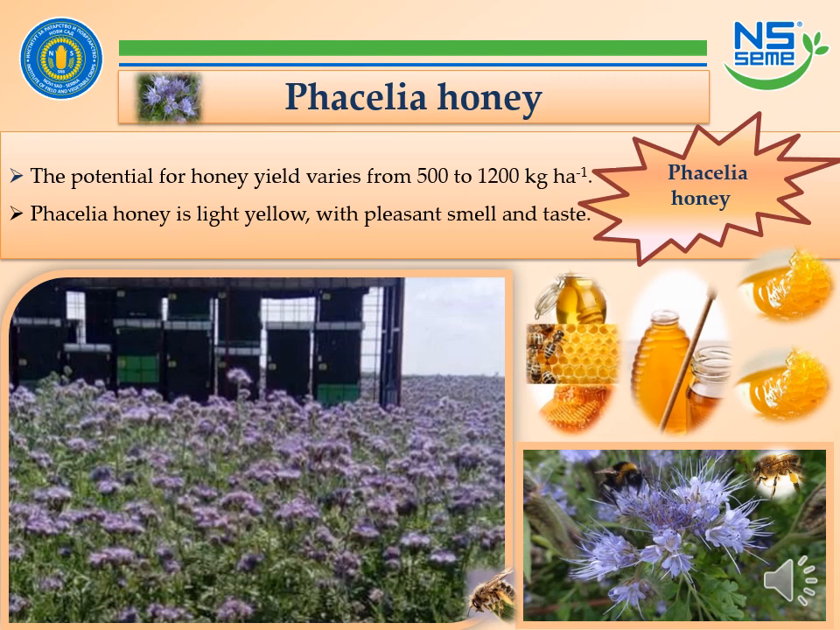PHACELIA honey. The potential for honey yield varies from 500 to 1,200 kg per hectare. PHACELIA honey is light yellow with a pleasant smell and taste.